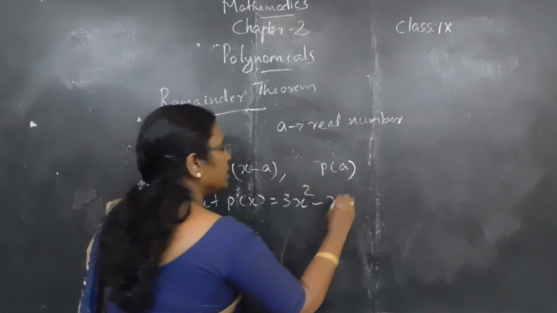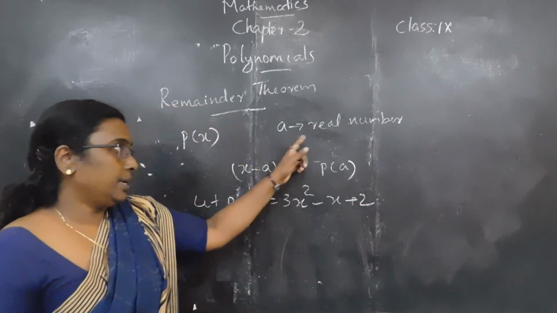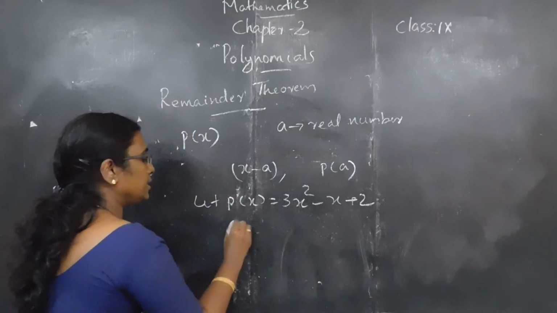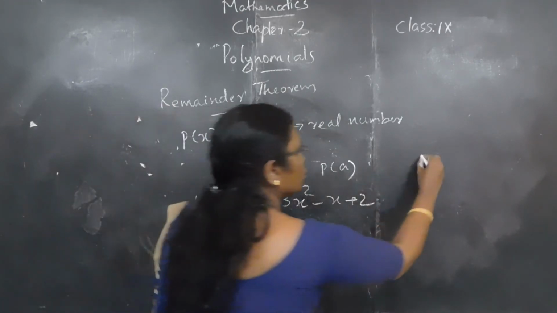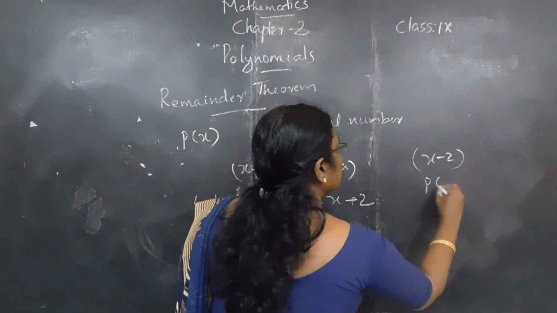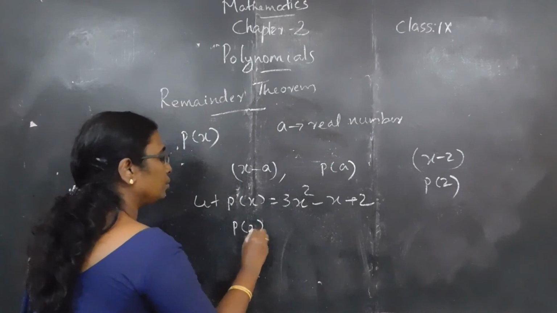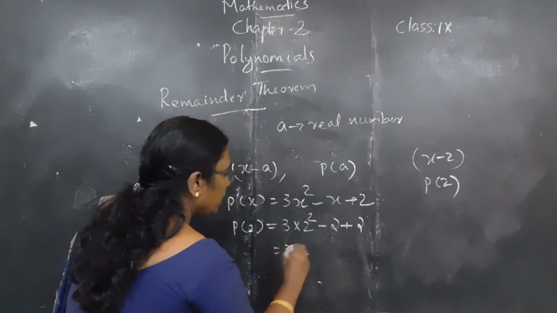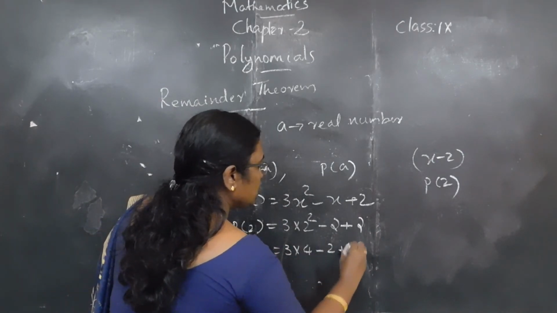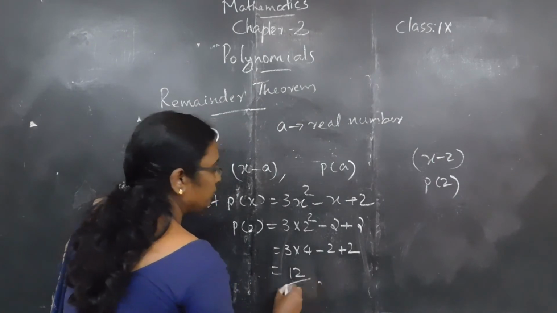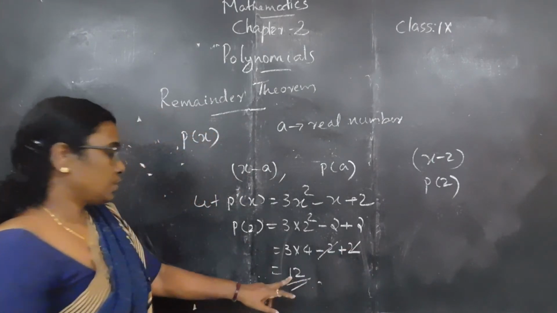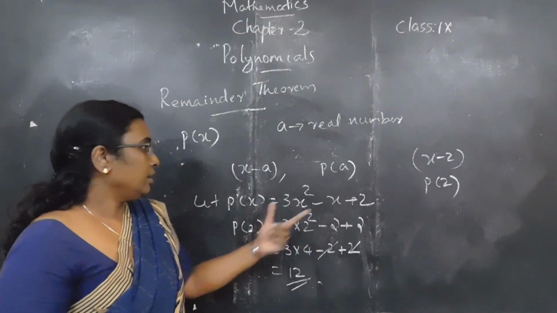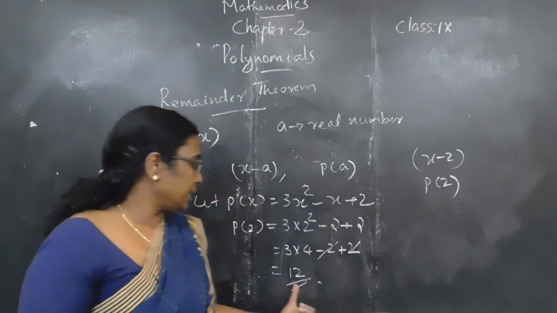For example, let P(x) equal to 3x square minus x plus 2, and a is any real number, say 2. Then, if P(x) is divided by x minus 2, we get the remainder as P(2). That is P(2) equal to 3 into 2 square minus 2 plus 2, that is 3 into 4 minus 2 plus 2, equal to 12. Minus 2 and plus 2 get cancelled. Therefore, if we divide 3x square minus x plus 2 by the linear polynomial x minus 2, we get the remainder as 12.